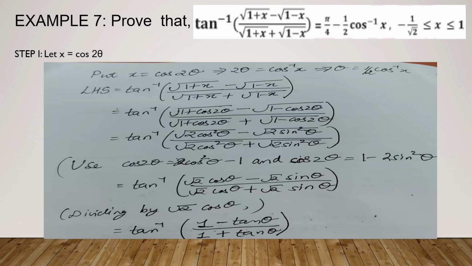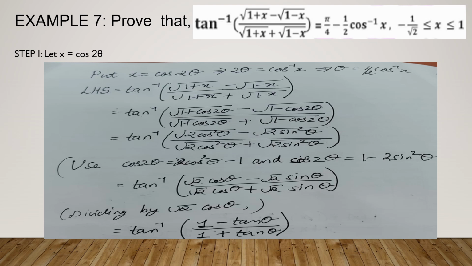Next important example. Prove that tan inverse of root of 1 plus x minus root of 1 minus x upon root of 1 plus x plus root of 1 minus x is equal to pi by 4 minus half cos inverse of x. Now remember, these type of examples you can do in any of the ways. Obviously one way would be shorter, but if you do it by any of the ways and you get the answer, it is fine. So here I have shown both the ways.